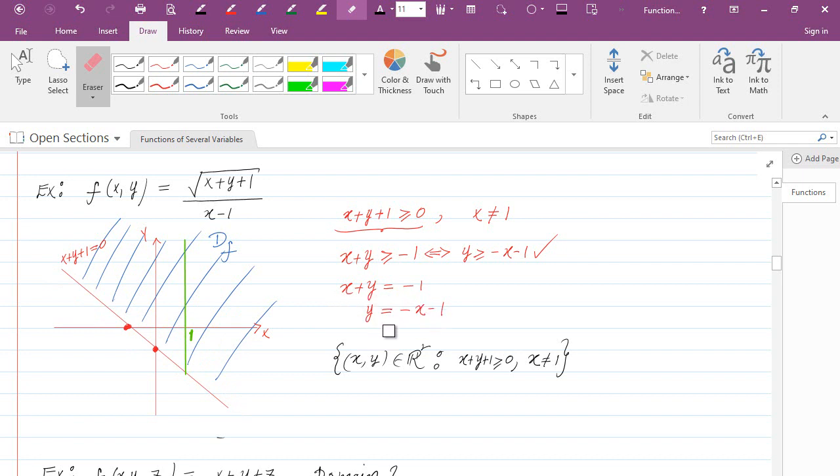So now, this red line is the graph of the equation y is equal to negative x, negative 1.